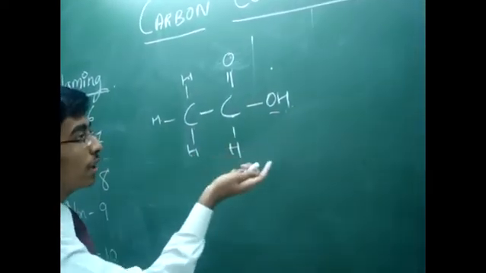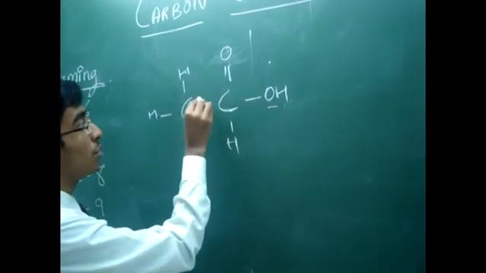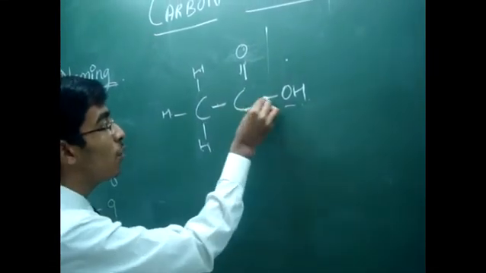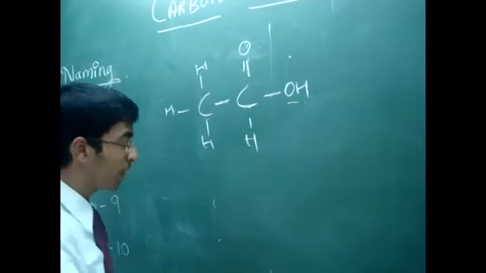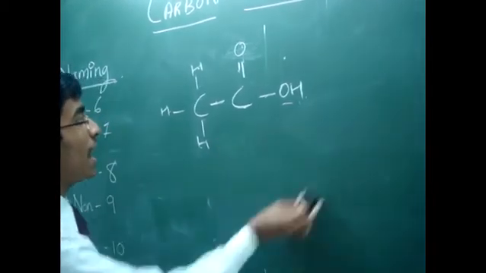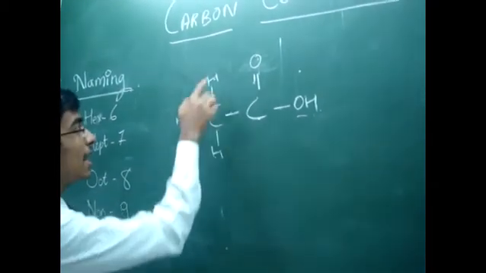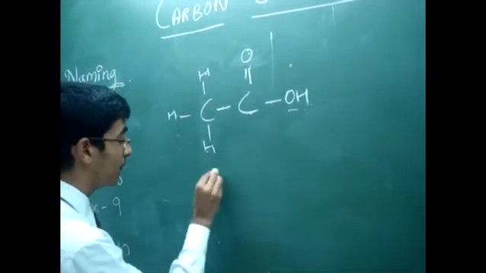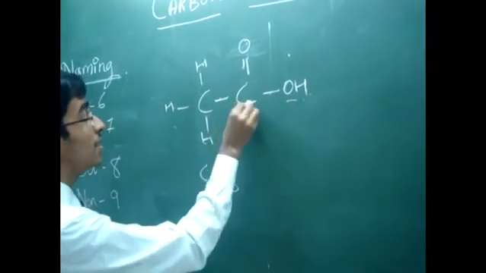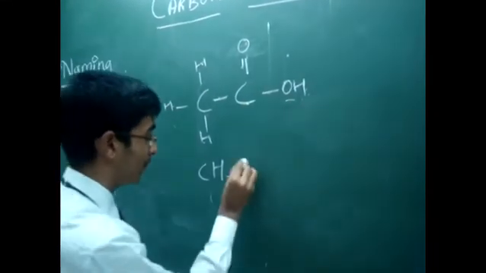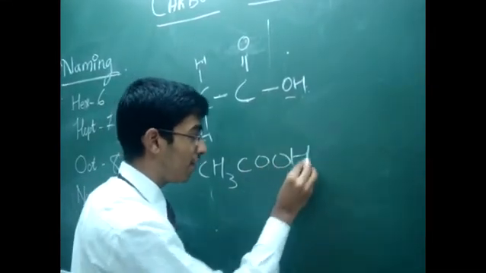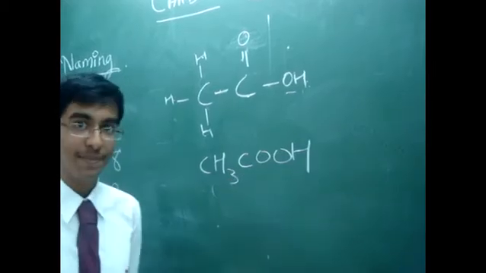Now here if you look at the carbon, there are 5 bonds. 1, 2, 3, 4, 5. So that will not do. We have to drop this edge and it's like CH3COOH, which is ultimately ethanoic acid.